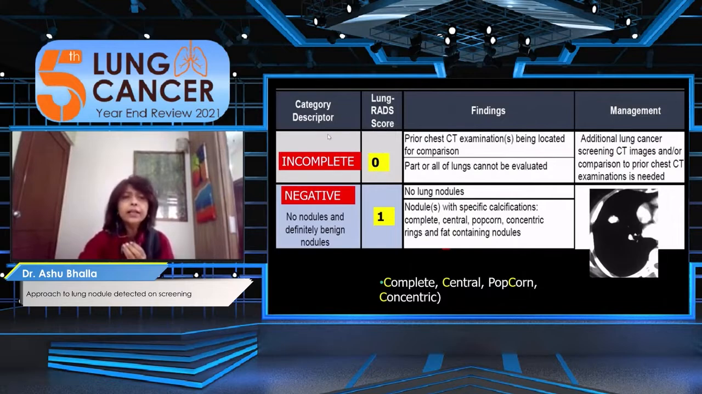Looking at categories, very similar to the other screening reporting systems, 0 means incomplete. Now, what are the clearly negative or benign features? For the patterns of calcification, we can remember the 4 C's: complete, central, popcorn, or concentric. Any of these patterns, or the presence of fat within a nodule, is when you can clearly put it in category 1 or negative screen.